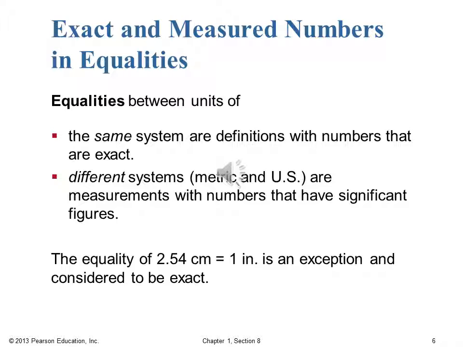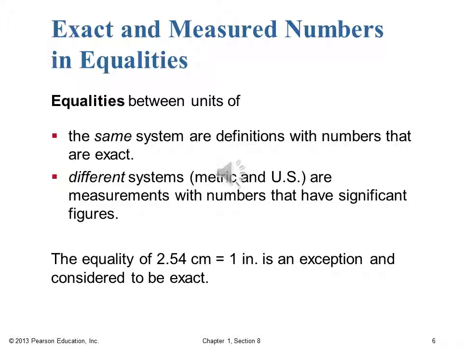When we go across systems, when we have the metric and US examples like 2.54 centimeters equals 1 inch, those are actually measured numbers because we're trying as best as possible to relate these two dissimilar systems. So those do apply sig fig rules, and it does matter. So aside from that one that I happen to mention, the 2.54 centimeters equals 1 inch, we assume that 1 to be exact, that 2.54 to be exact.